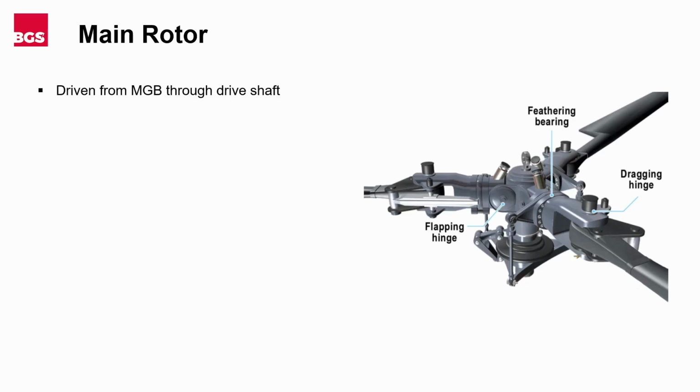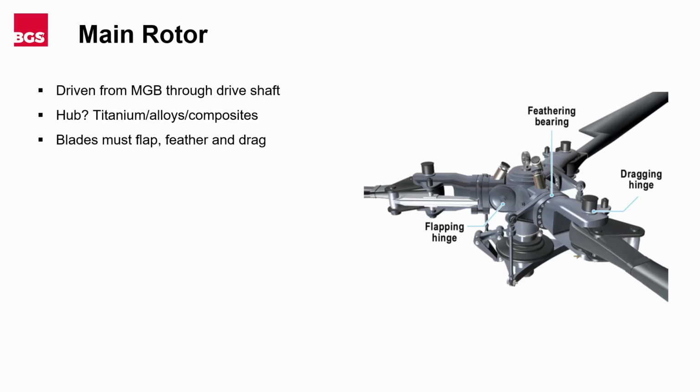The main rotor is driven from the main gearbox through the drive shaft, as we saw in the previous lesson. The hub itself can be made of titanium or alloys, or increasingly nowadays from composites. Now, the blades must be permitted movement. They must be able to flap and feather and drag. What do I mean by that?